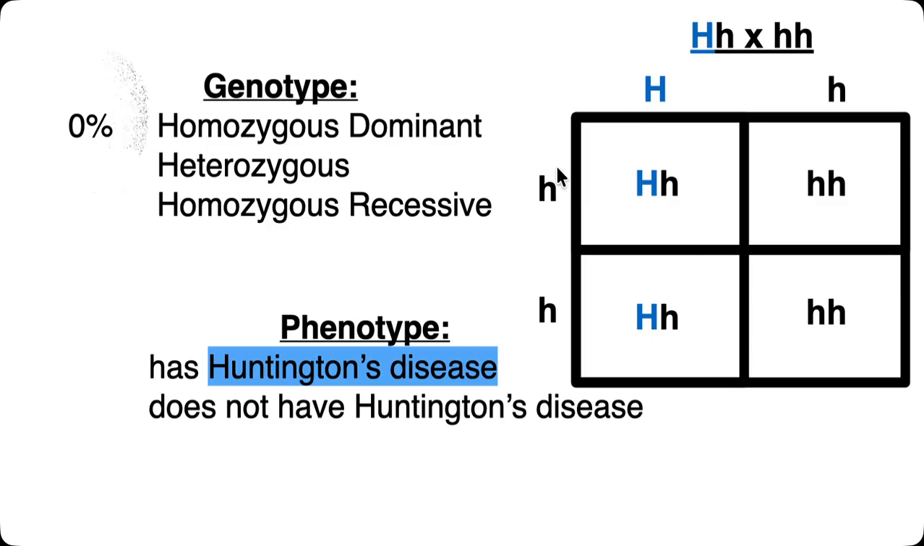So there's a 0% chance of having a homozygous dominant child, but there's a 50% chance of having a heterozygous child. There's a 50% chance of having a homozygous recessive child. That means that there is a 50% chance these two children are going to have Huntington's disease. There's a 50% chance these two children are not going to have Huntington's disease.